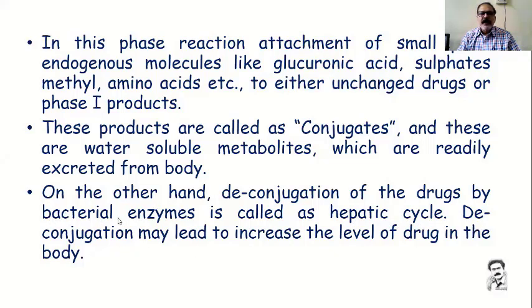So when the bacterial enzyme reverses it, automatically the plasma will have more drug, because the bond between the carbohydrate or amino acid will be broken by the bacterial enzyme. So the drug will again come into plasma and the drug in the body will increase. This is called the hepatic cycle. Try to remember this.